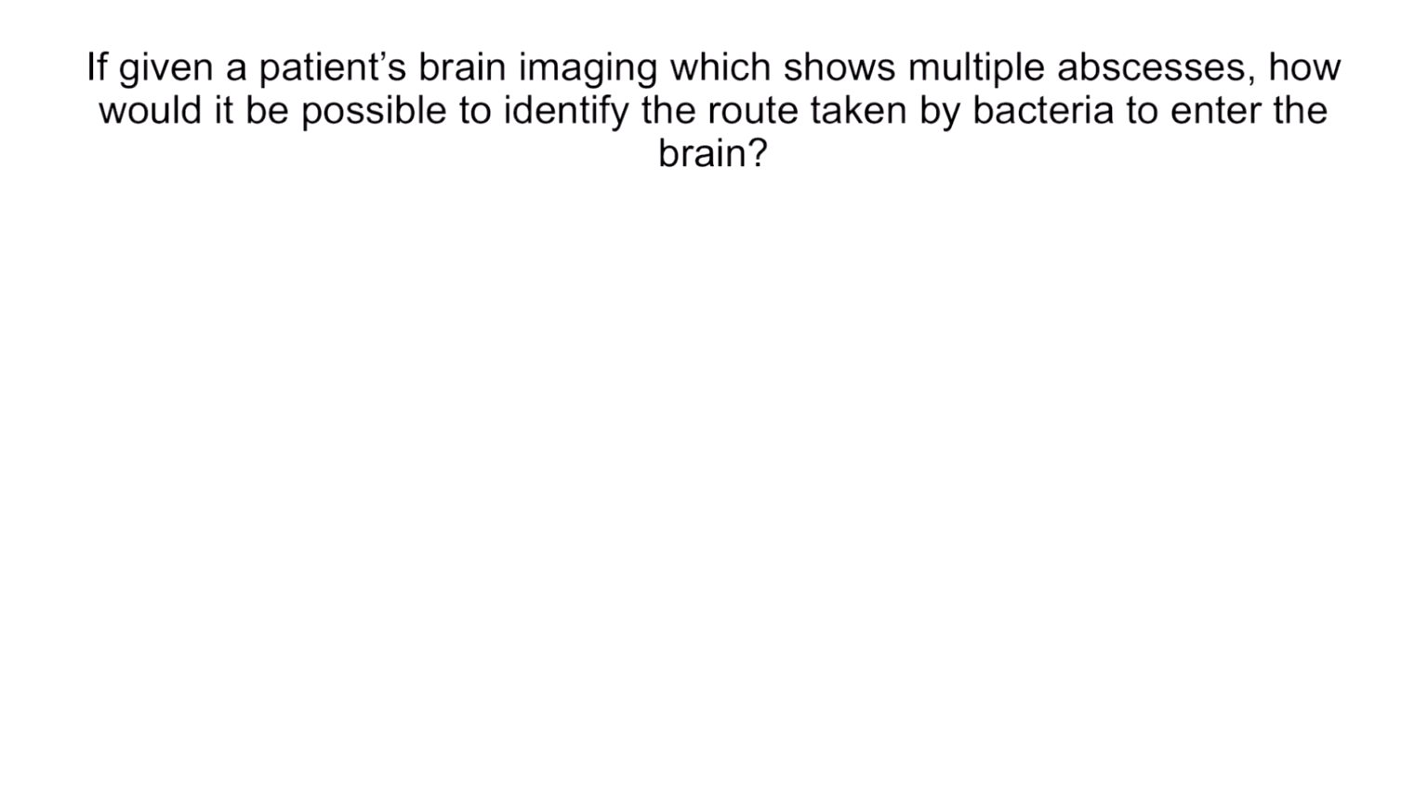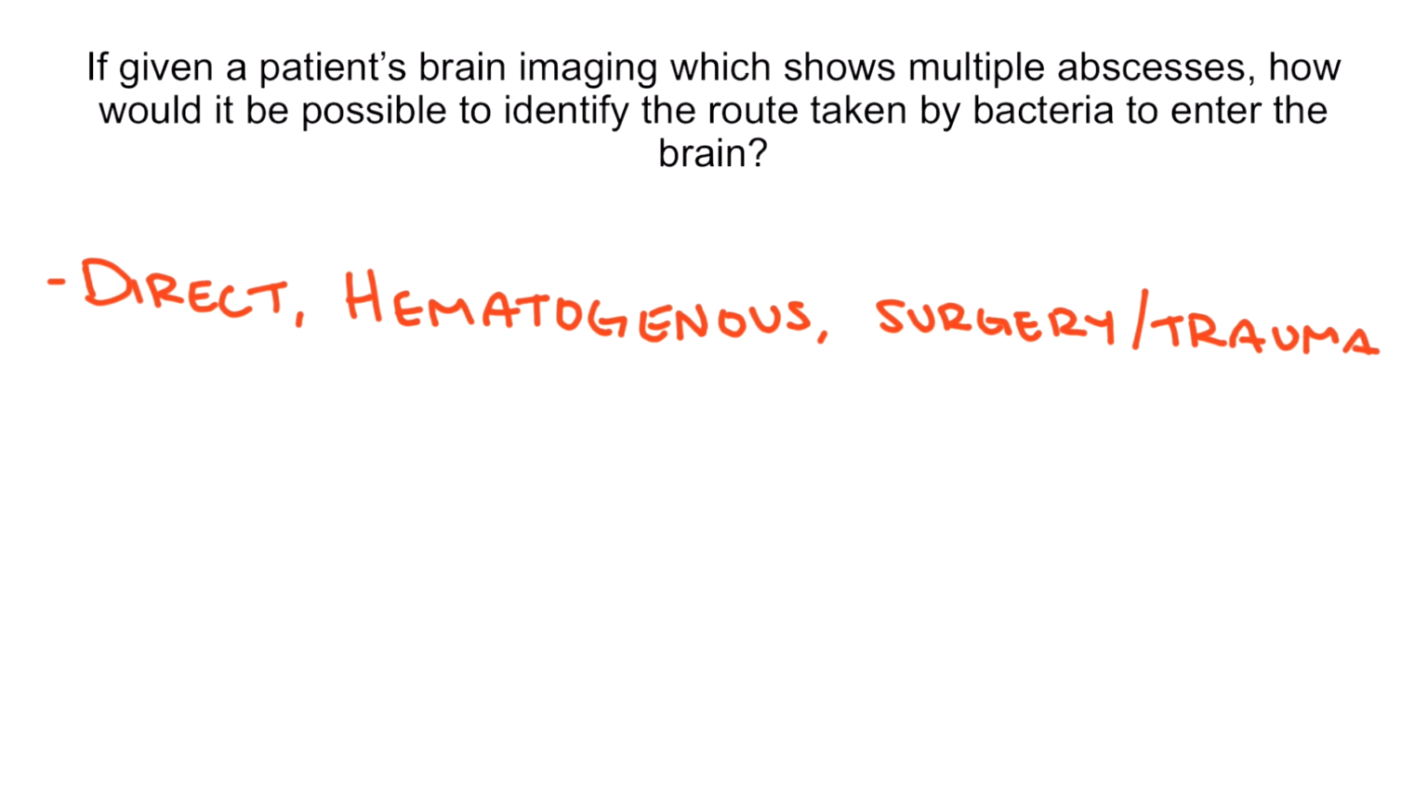Now let's do a quick question. If given a patient's brain imaging, which shows multiple abscesses, how would it be possible to identify the route taken by the bacteria to enter the brain? Okay, so as we just went over on the last slide, there are three main routes that bacteria can take to enter the brain parenchyma. So there's direct spread, hematogenous spread, or neurosurgery or penetrating trauma.